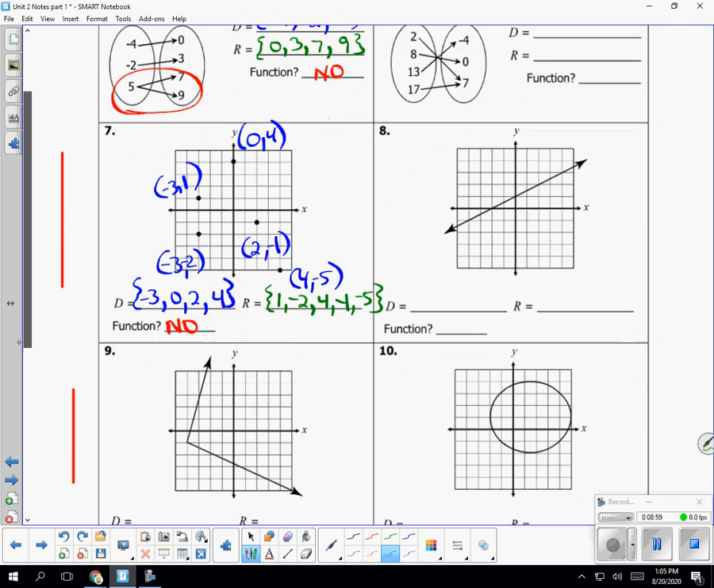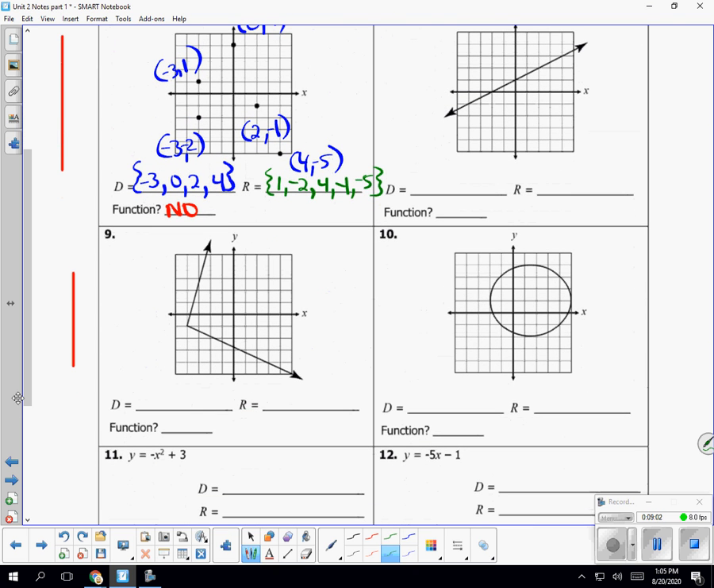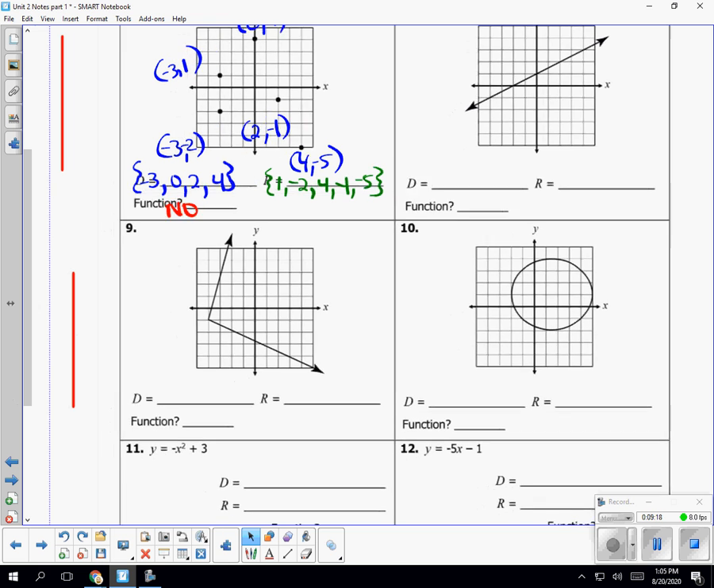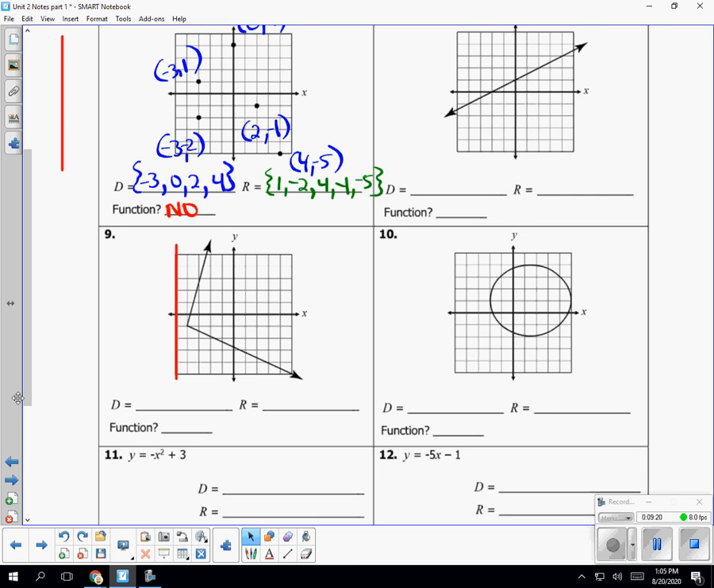Okay, let's look at number 9. Here we have a continuous function because all of our points are connected with a smooth line or curve. And so we're going to use the vertical line test here to see if, when I run this red line across this graph on number 9, I touch this graph in more than one spot. So taking my vertical line over, as you can see, yes, it does touch it in more than one spot. It touches here and here. So this is not going to be a function. We're going to write no down here.